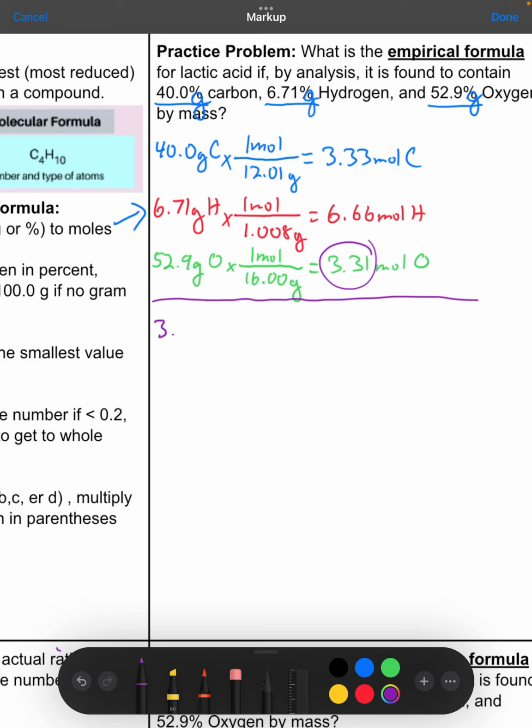I have my 3.33 moles of carbon, and I'm going to divide that by my smaller one, 3.31, and that is going to give me 1.01. I have my 6.66 moles of hydrogen, dividing that by 3.31 again, and that's going to give me 2.01. And then finally, I have my 3.31, which I'm going to divide by itself.